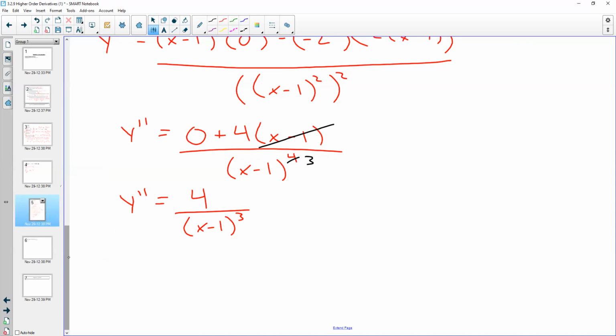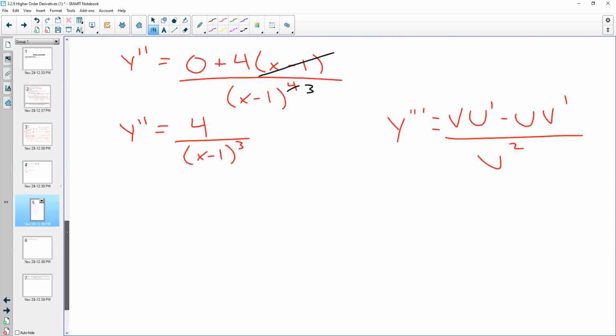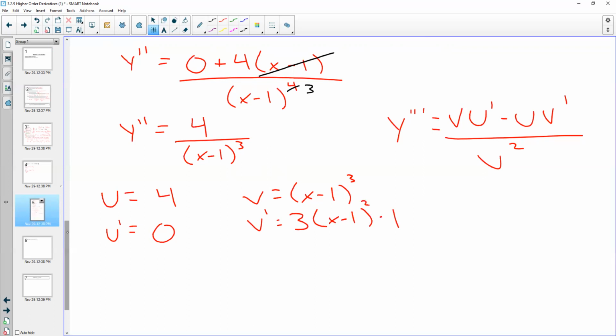Perfect. Then we'll just do the same thing. Now we just need to find y triple prime. So again, v times u prime minus u times v prime over v squared. U is our numerator, so u is equal to 4. U prime is equal to 0. V is x minus 1 to the 3. V prime is equal to 3 multiplied by x minus 1 multiplied by 1. Don't forget your exponent up there like I almost did. And we do not want to expand that either. So we'll just clean that up. V prime is equal to 3 times x minus 1 squared.